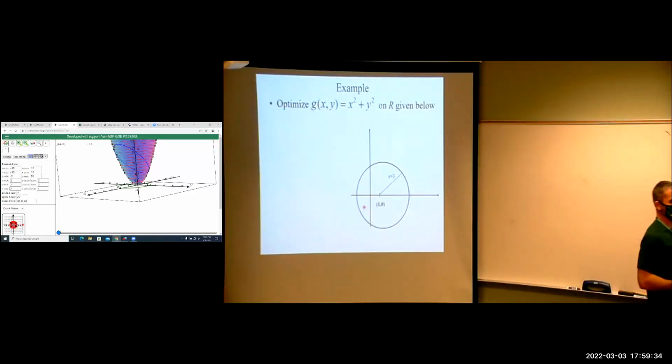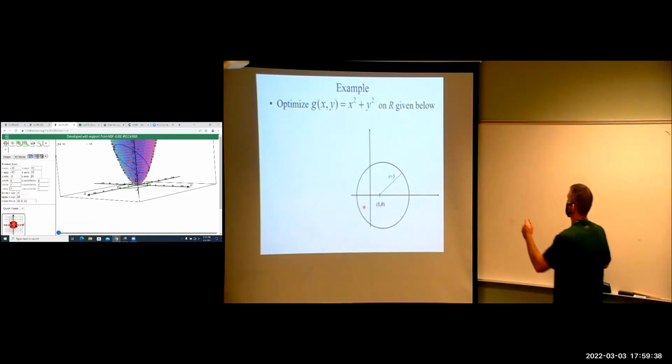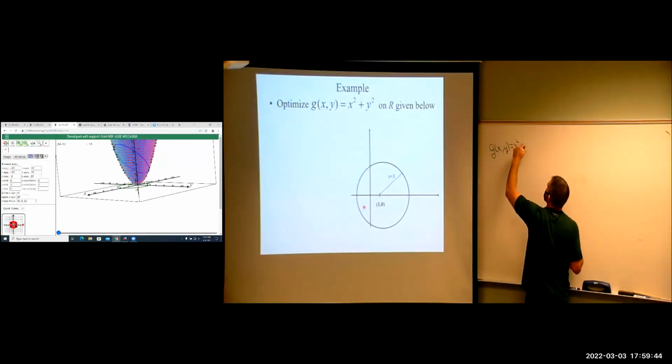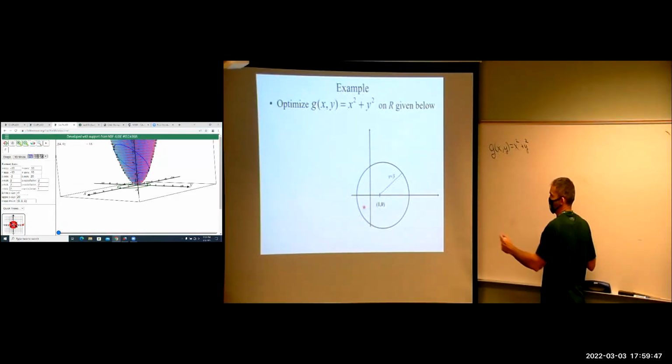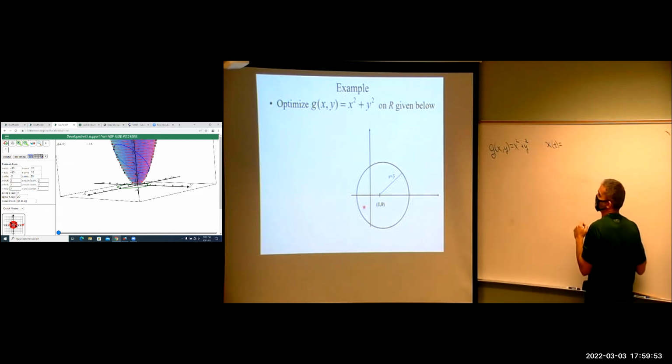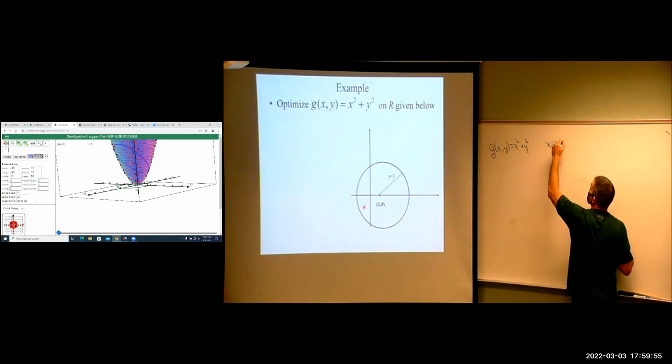All right, the problem is to optimize this on the given region. So we have the function g of x, y equals x squared plus y squared. And we're on this circle. So a very easy way to optimize it is x of t equals 1 plus 3 cosine of t, and y of t equals 3 sine of t.